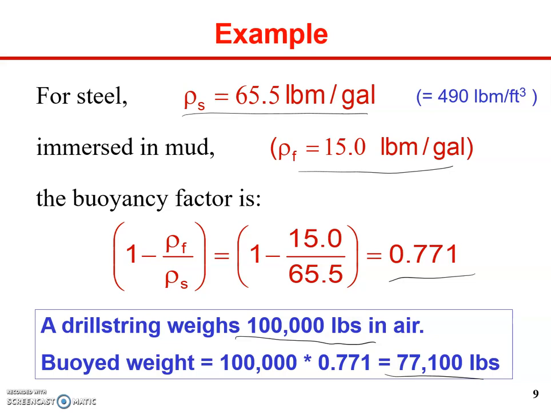Alright, so next we're going to talk about the axial forces in the drill string in the next video.